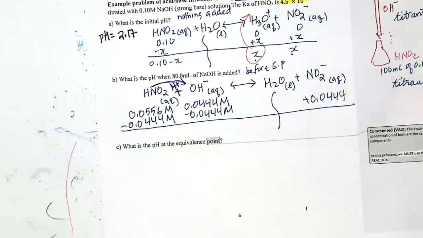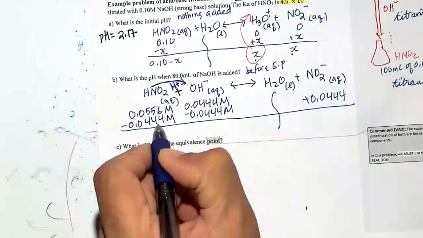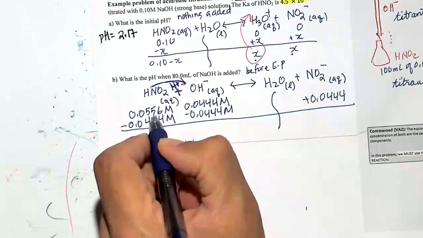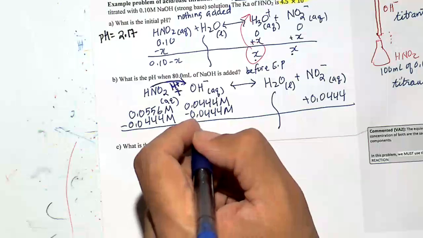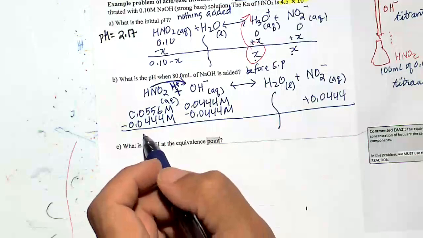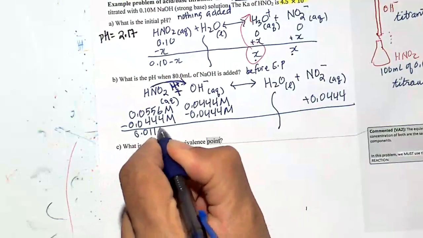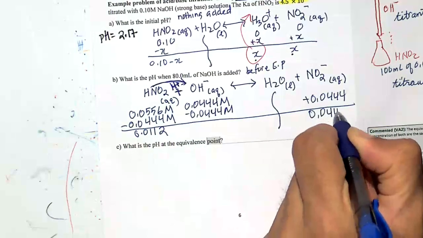Okay, so the strong base is going to eat up all the strong acid, but how much of it? All of it. How much is all of it? 0.0444. It can't eat up 0.0556. Why can't it eat 0.0556? Because you only have 0.0444. Okay. So what's 0.0556 minus 0.0444? About 0.0112. And then this is 0.0444.